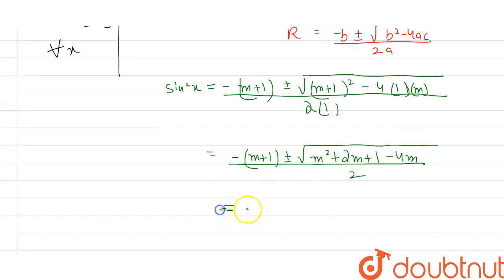This will remain same as it is for now. Minus of m plus 1. Okay, plus minus of what? This will become, okay, 2m and 4m will be what? M square minus of 2m now, and plus of what? 1. Sorry, this should not be plus of 1, exactly, this is a plus of 1.